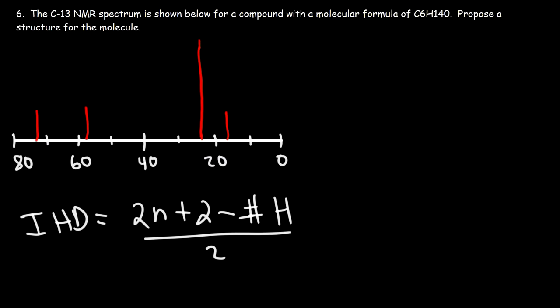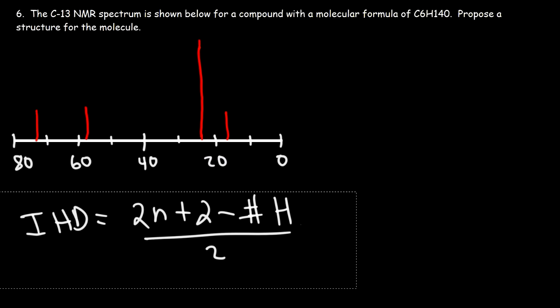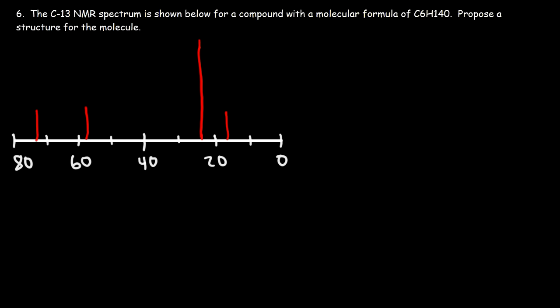In order to have a double bond, the IHD has to be 1. For a ring, the IHD is also 1. And for a triple bond, the IHD is 2. So because the IHD is 0, we have no double bonds, no rings, and no triple bonds.